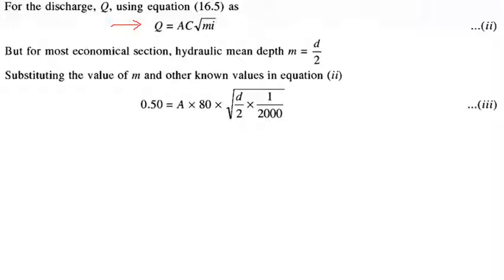Discharge is given by the equation Q is equal to AC into square root of mi. This is the standard equation for discharge. But we know that for trapezoidal economical sections, hydraulic mean depth m is equal to d by 2. So here we substitute m as d by 2. We know the values of i, C and Q. Okay, 0.5 is equal to, which is the value of Q given in the question, A into 80 into square root of d by 2 into 1 by 2000.